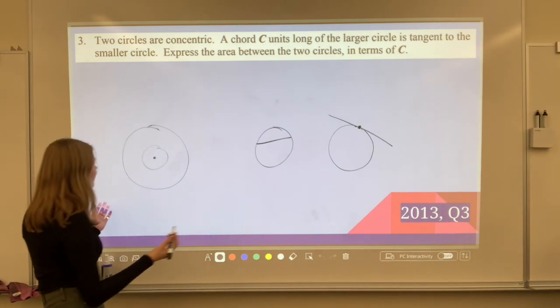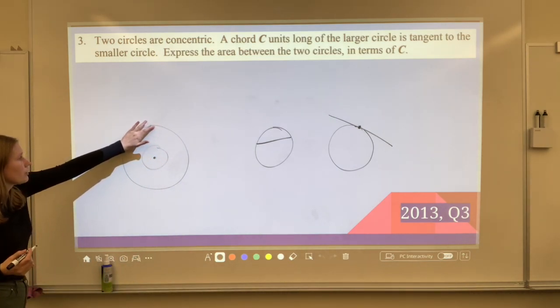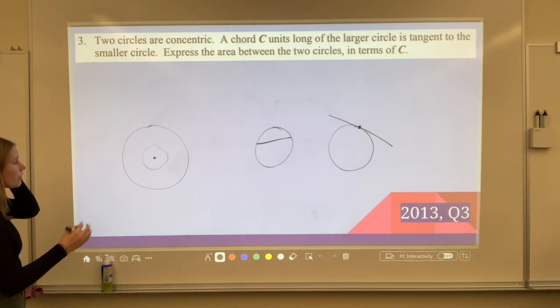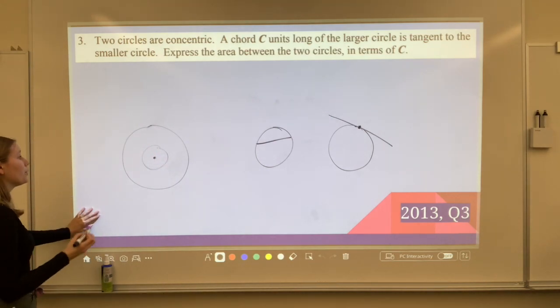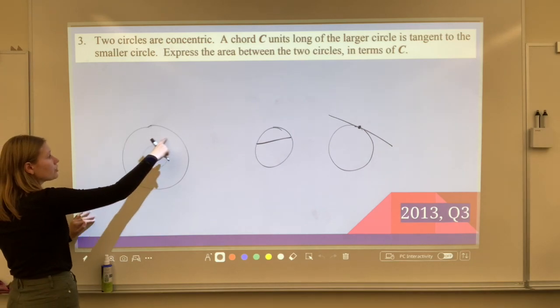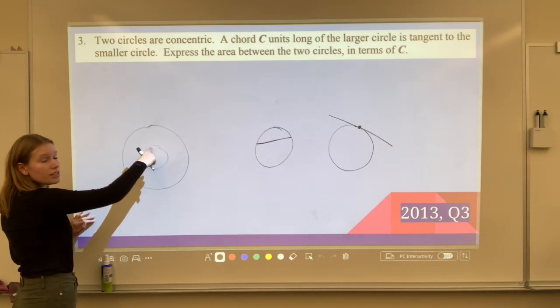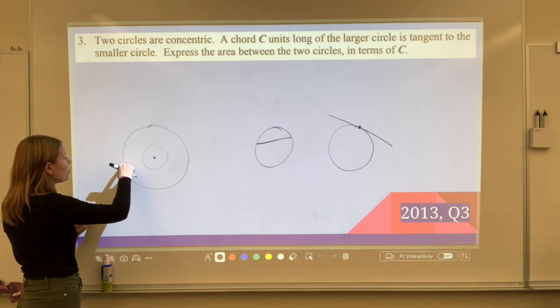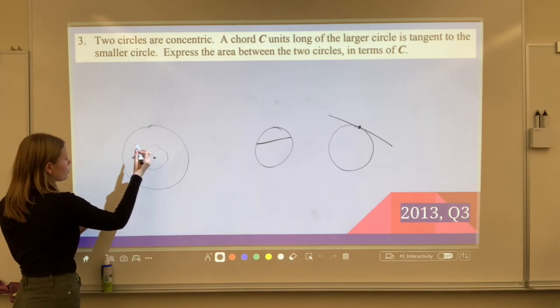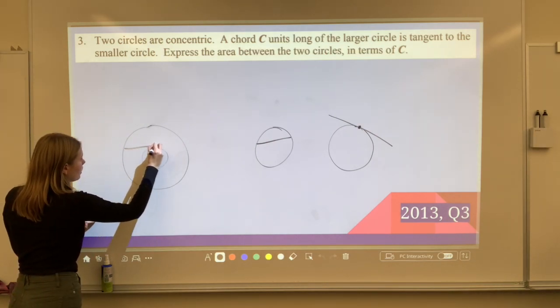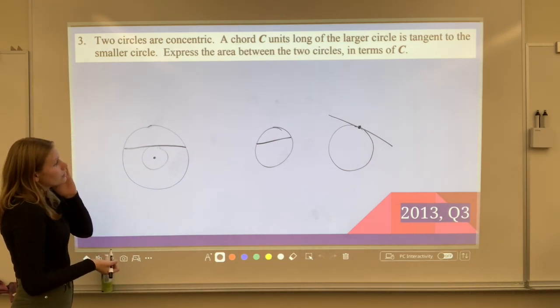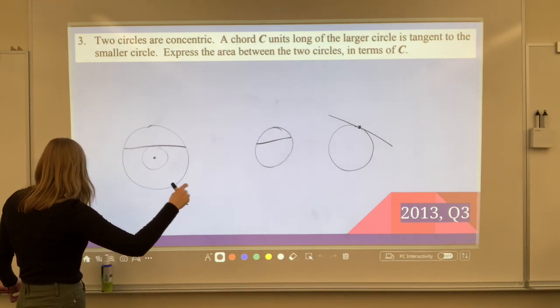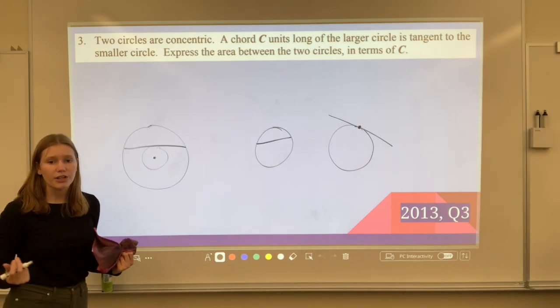Okay, so now let's combine this. Let's say these are our two circles. We have our bigger circle and our smaller circle around the same center. We have one chord of this larger circle that's also tangent to the smaller circle. So I'm going to draw a chord that touches the smaller circle in one place. Like that. Okay. So I'm going to erase these just so we have more room to do some work.